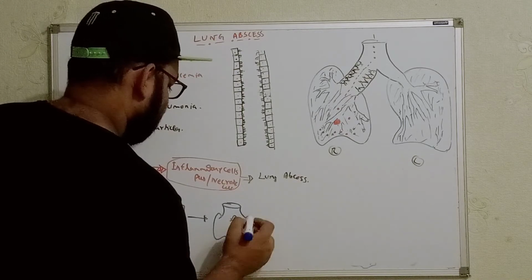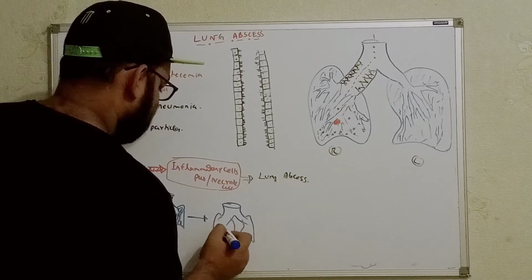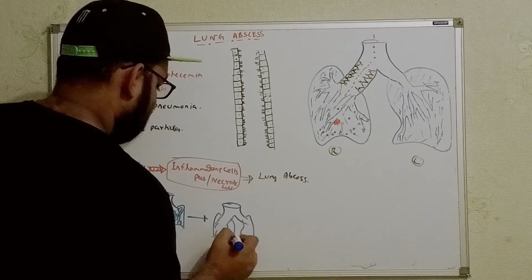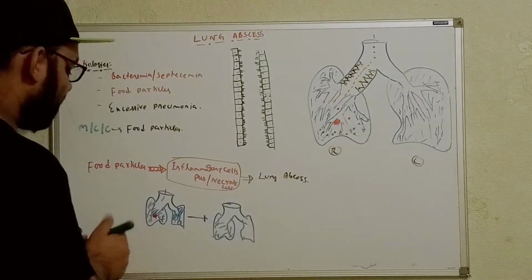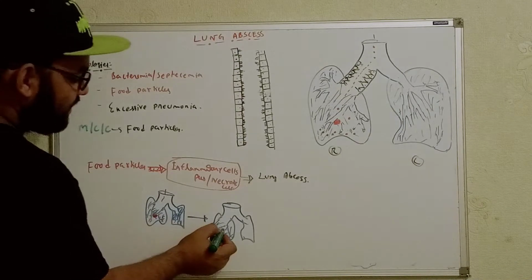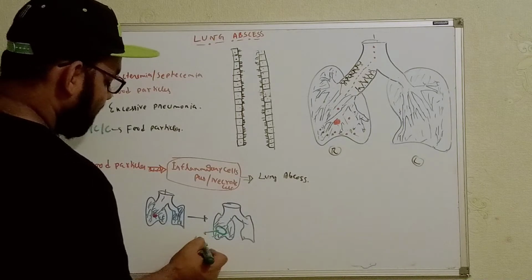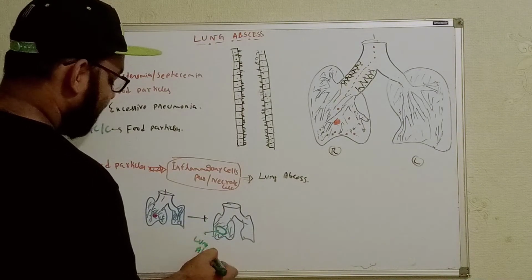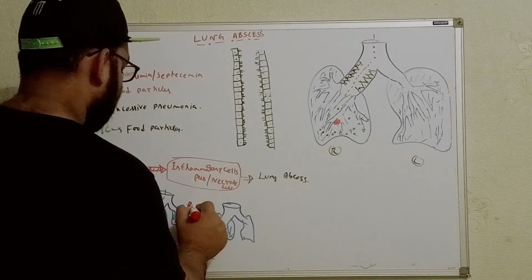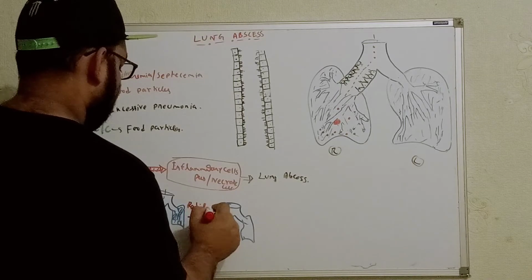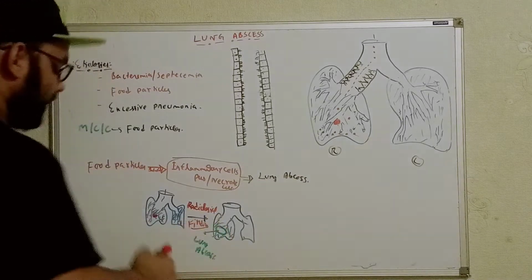Let's draw it more properly. In these cases we will get this space. Let's draw it first and I'll show these portions. Now see the portions where we actually got the pus formations along with the necrotic cells. These regions will be empty. Here we will get the lung abscess. We can see these things in the radiological findings.